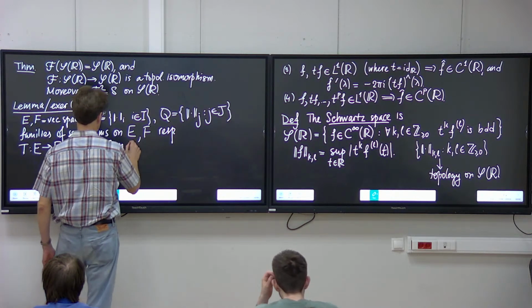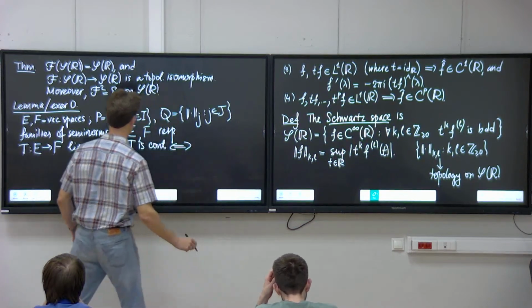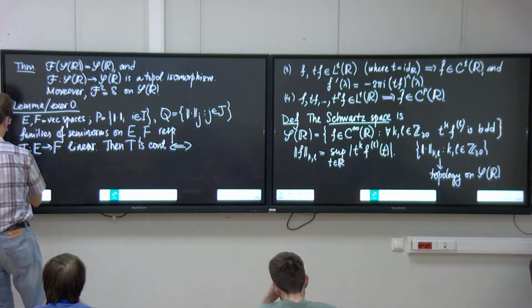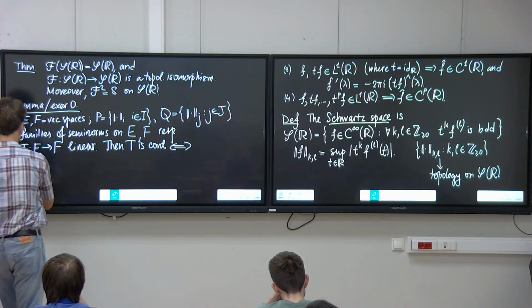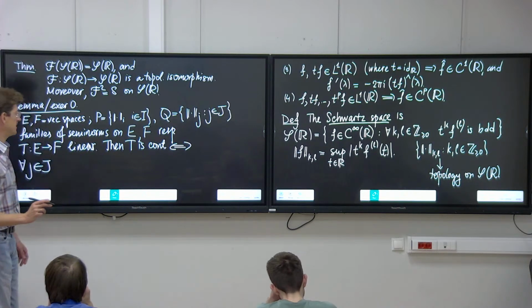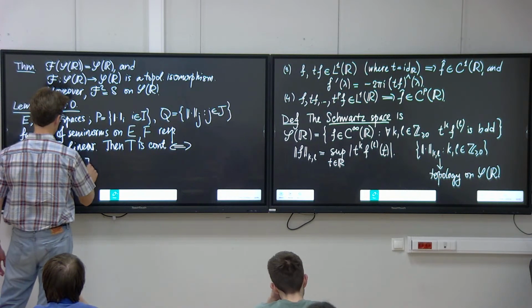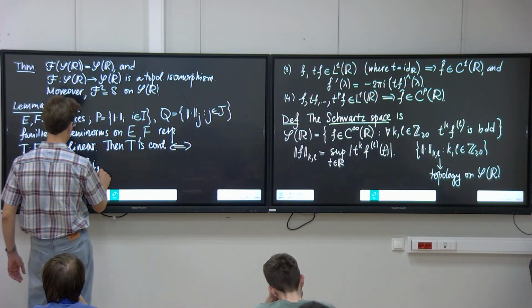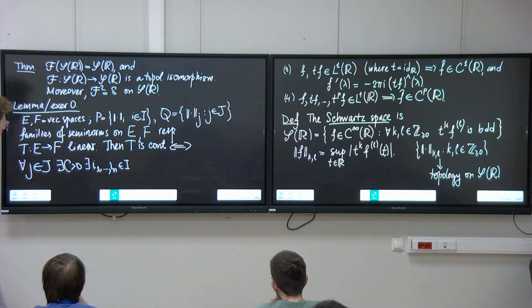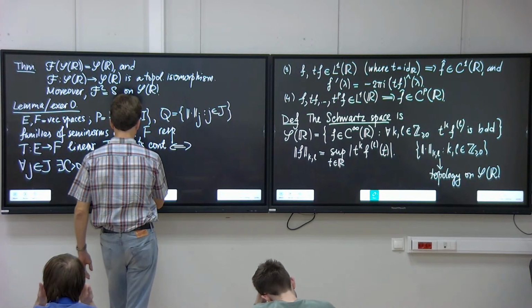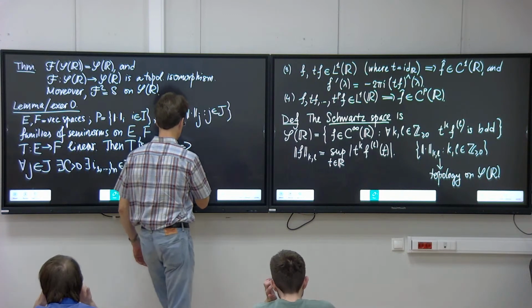Then I claim that T is continuous if and only if it satisfies the following condition. For every j in this second index set, that is, for every semi-norm from the family of semi-norms on F, there exists a positive constant C and there exist finitely many semi-norms from the first family such that for every vector v in E, we have the following estimate.